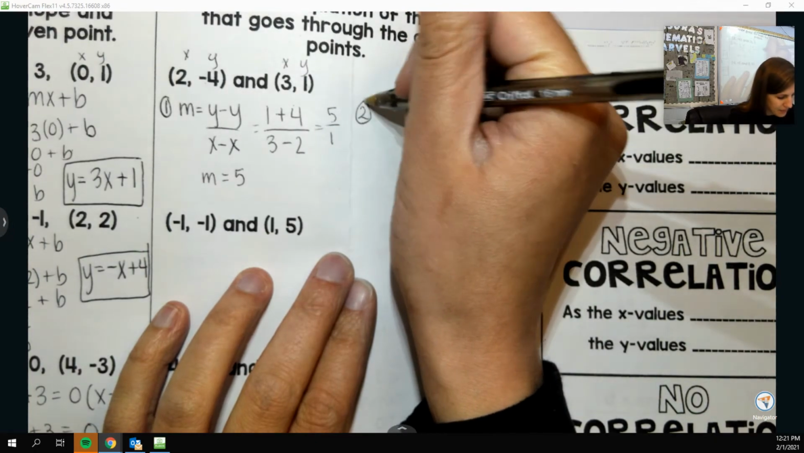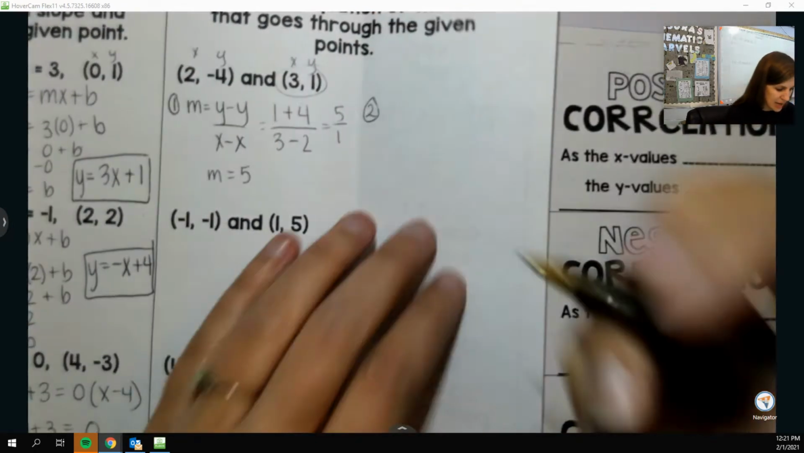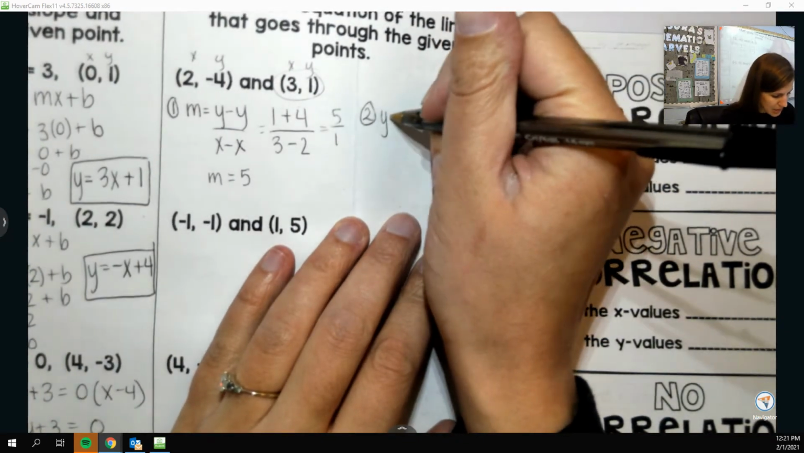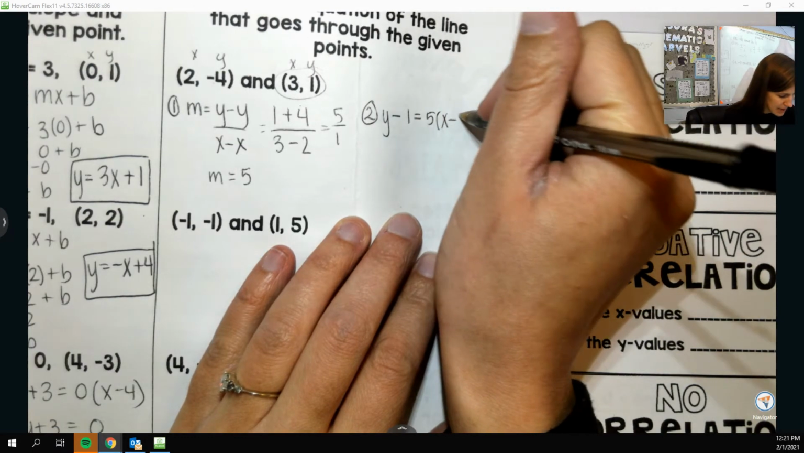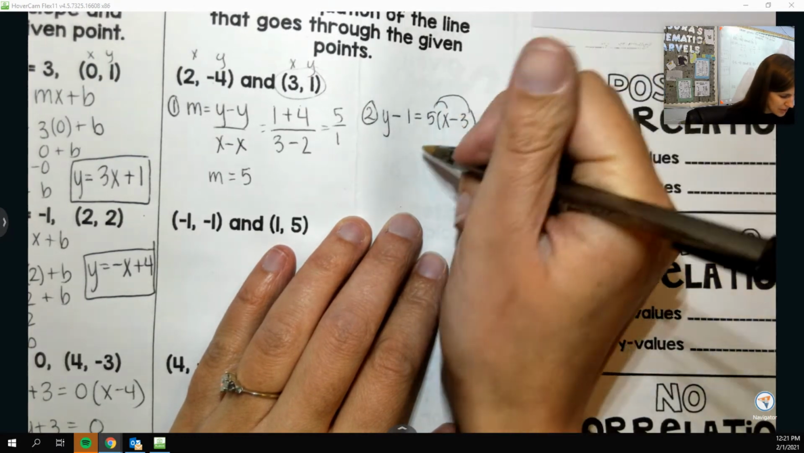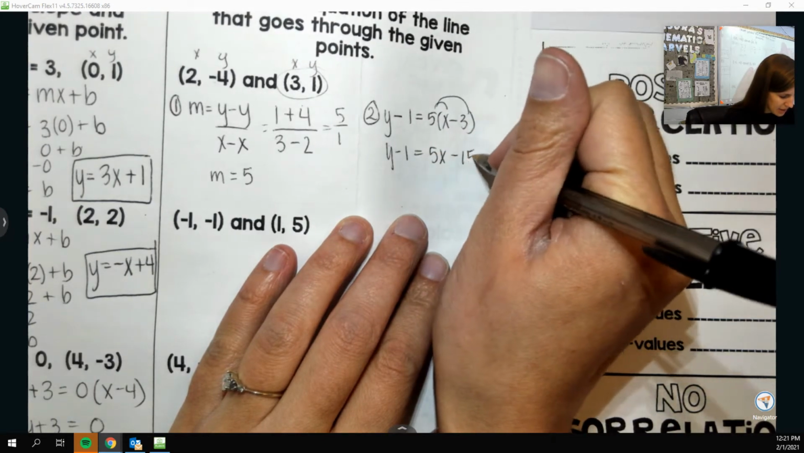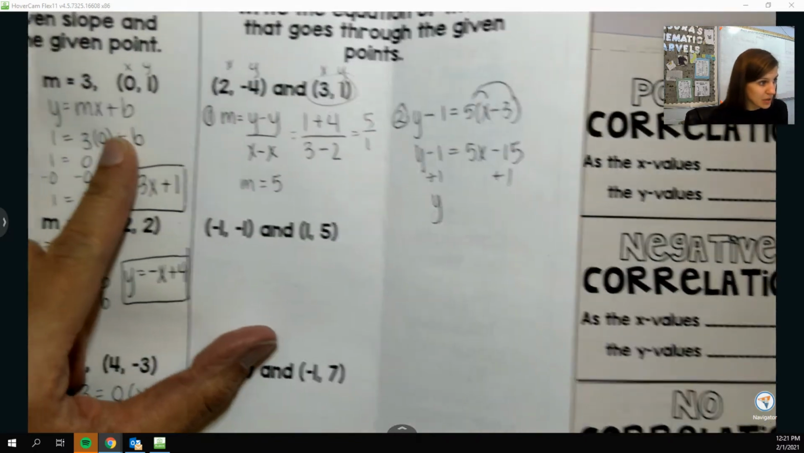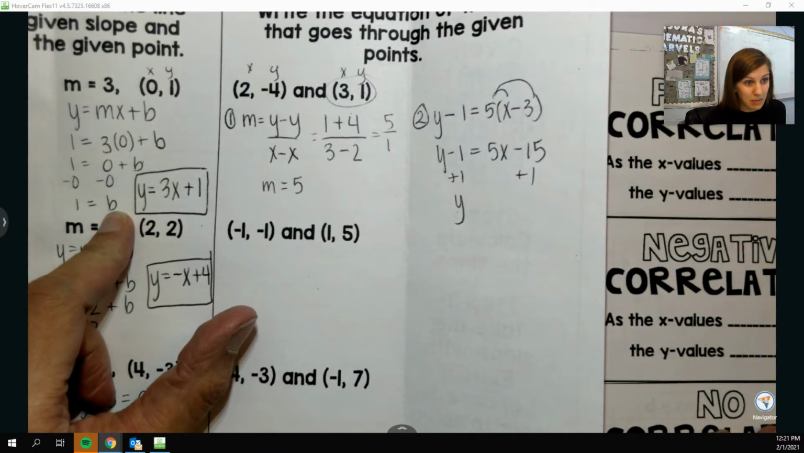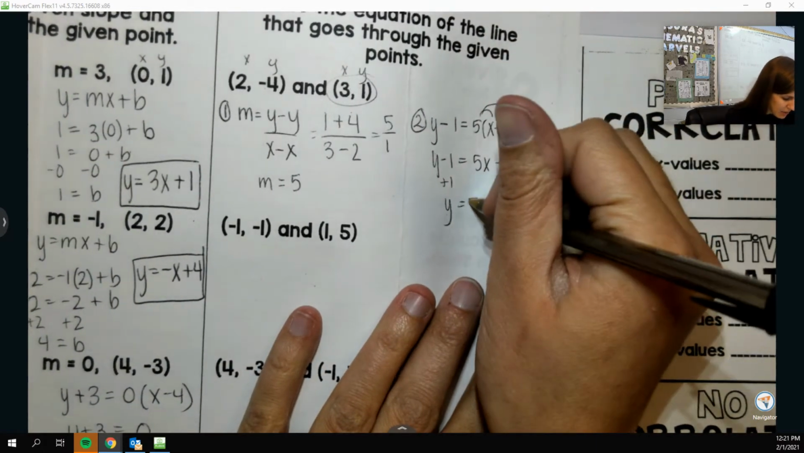And then you pick a point, either one. I'm going to go with the one that has no negatives and put it in point slope form. So y minus y equals m, parenthesis x minus x. Distribute, and then get y alone. Or again, if you were liking this other way where you put it into y equals mx plus b, found b, and then put it back into y equals mx plus b, you could do it that way.